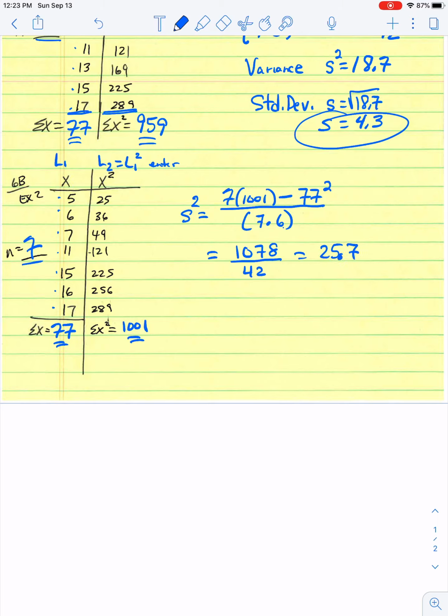And if I'm going too quick, pause the video and you can check it with your calculator. Again, that's your variance. Then what do we do to get standard deviation? Standard deviation should be s, the square root of 25.7. And I'm coming up with approximately 5.1. And that would be your standard deviation, and that's what we were after.